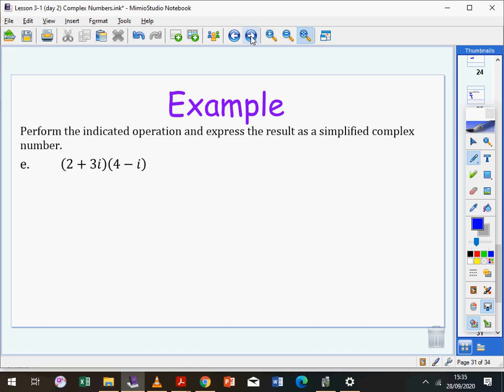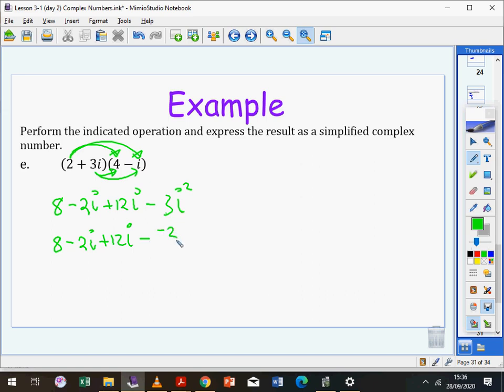Multiplication, you can use FOIL, you can use expansion. I'm going to use FOIL. The 2 goes to the 4, that is 8. The 2 goes to the negative i, that's negative 2i. The 3 goes to the 4, that's 12i. The 3 again goes to the negative i, that's negative 3i squared. Before we collect like terms, let's simplify the i squared. Negative 3i squared is negative 3 times i squared, but i squared is negative 1. So that's negative 3 times negative 1, which is positive 3.